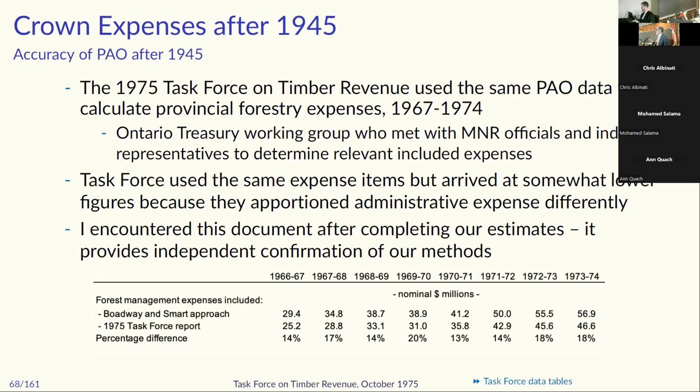They use the same data sources, the same techniques. They generally included in their accounts the same items from the PAO as I included. That being said, they arrive at a lower number. The third row shows you the percentage difference between their number and our number. For example, in the 1967 fiscal year, they arrive at $25.2 million. We arrive at $29.4 million. The difference is $4.2 million, or 14% of the total that we include. And so on for the other years.